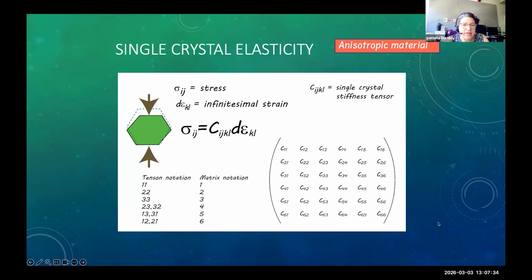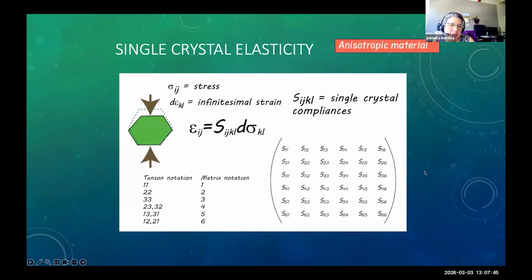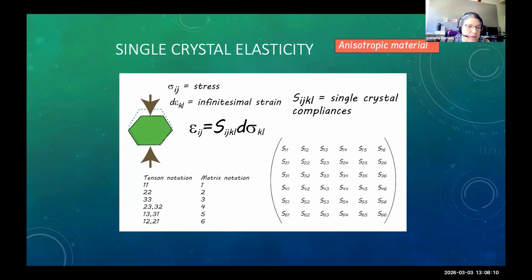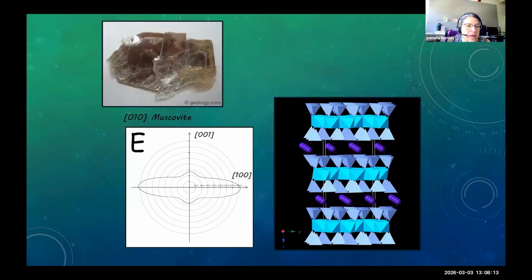So anyway, we have what we call the CIJs. They are the single crystal stiffness tensor. And you can also express this in terms of the single crystal compliances. So instead, here you can see it's the strain divided by the compliance times the change in stress. And for the other formulation, the stress is equal to the change in strain times the single crystal elastic constants, the CIJs. Okay, so those are two formulations that you see.